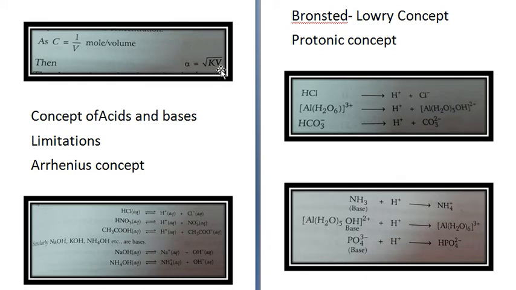Now in this case, 1 minus alpha equal to 1 can be taken only if alpha is less than 5%. In other cases, alpha should be calculated by solving a quadratic equation. Ostwald's dilution law is applicable only for weak electrolytes, because for strong electrolytes alpha becomes equal to 1. So this is only for weak electrolytes.